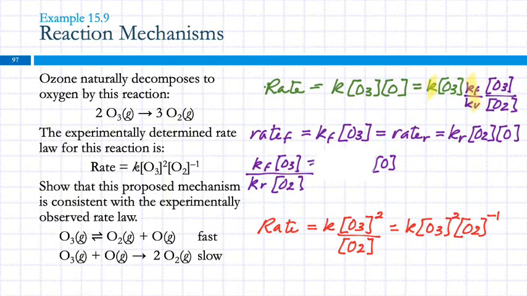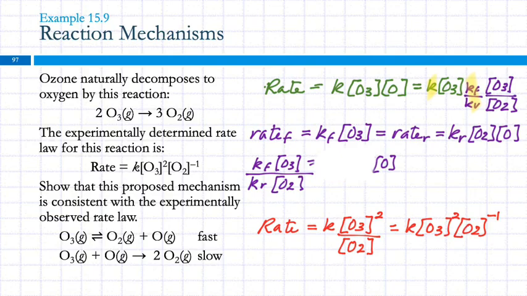Did somebody else have a question back there? What happens to the KF over KR? We don't care what these are. This is some number that's a constant. This is some number that's a constant. That's some number that's a constant. We have three constants. We're just going to put them together and call them K, because individually, they really don't have any significance anyway, and we can't figure out what they are.